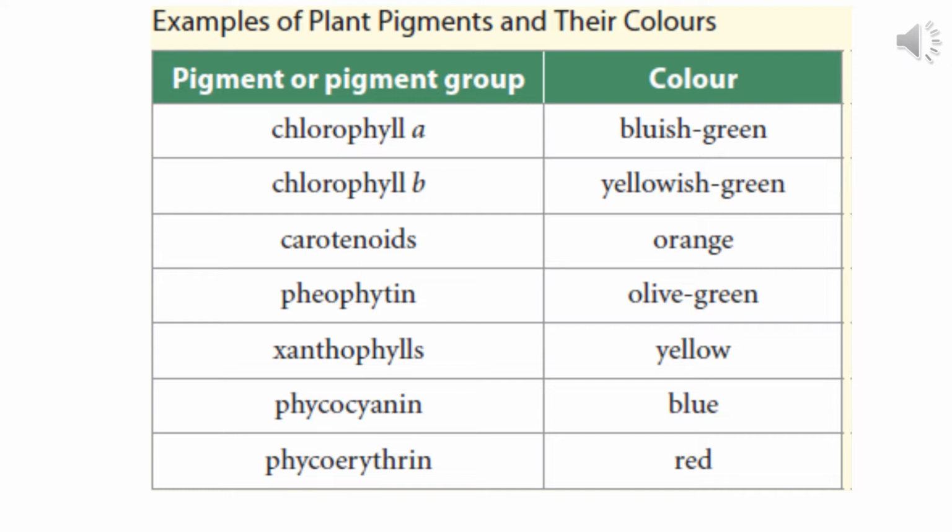If we separate these pigments by means of chromatography, we can see them having different colors. What are the colors of different pigments? You see here in this slide, chlorophyll a is bluish green in color, chlorophyll b is yellowish green. So simply by looking at the color of the pigment on a chromatography paper, we can identify which pigments they are.